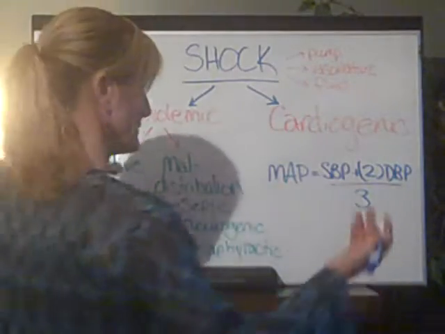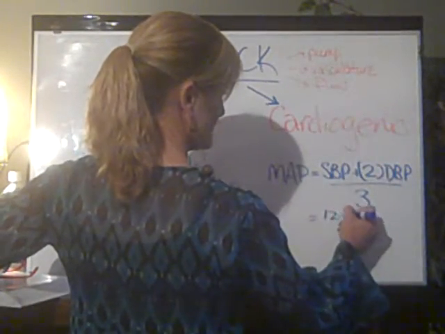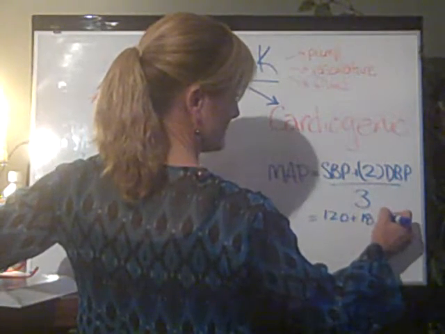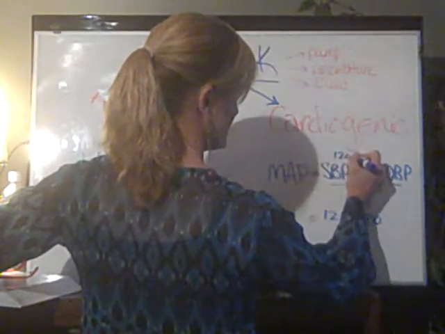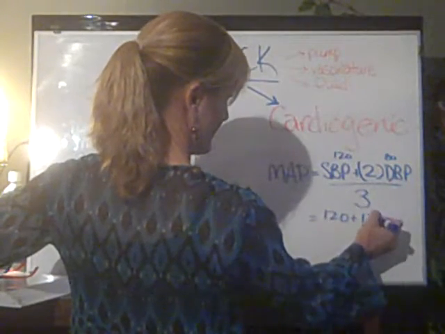That's really super simple. So if your blood pressure is 120 over 80, you're going to do 120 plus... wait, what did I just say? 120 over 80, no, that's 60, like that.